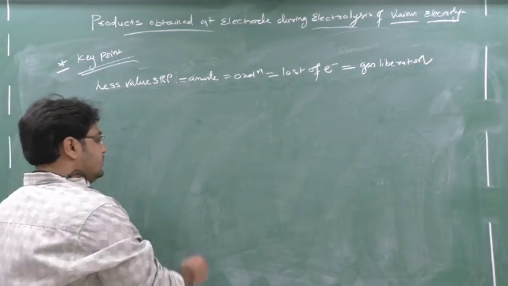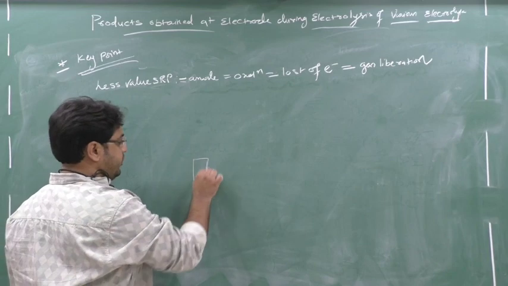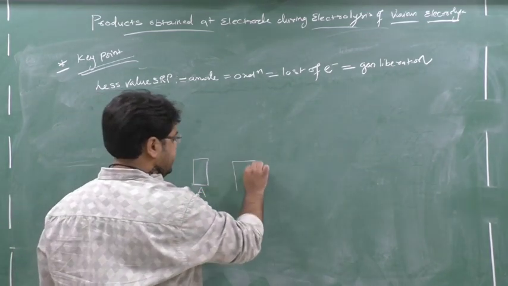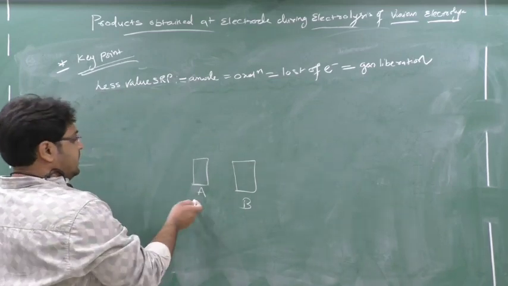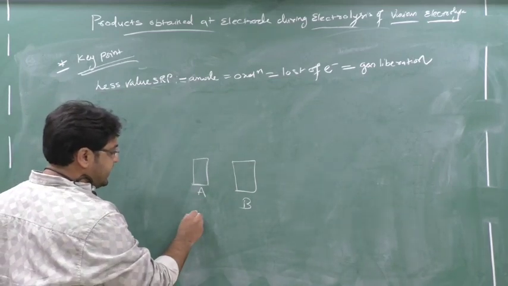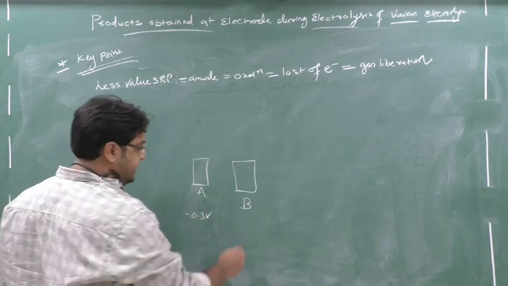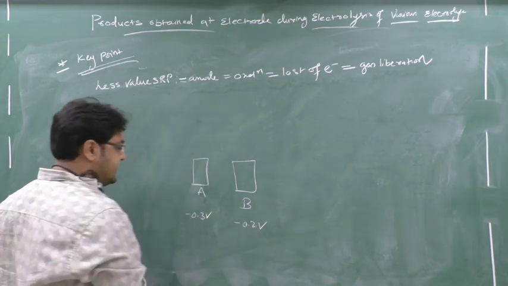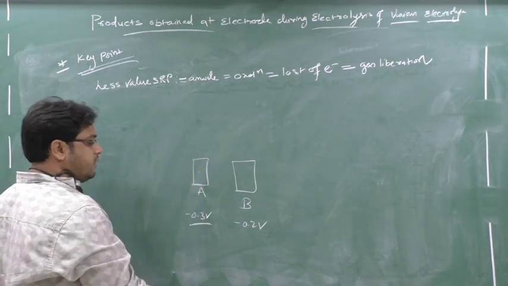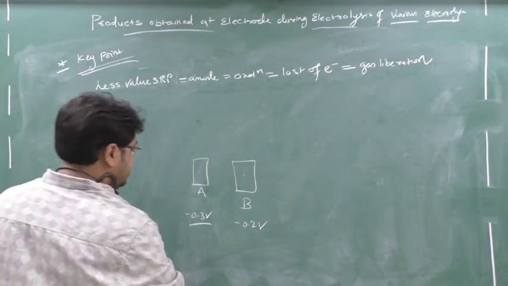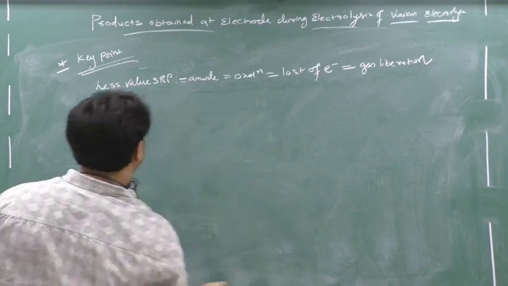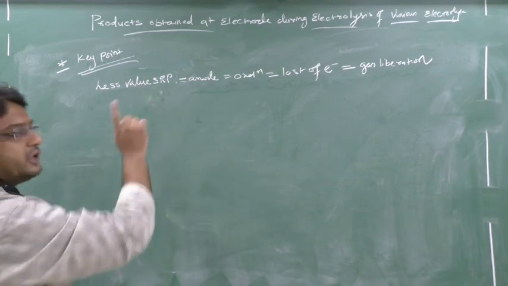If I have two electrodes, electrode A and electrode B, this I also explained in the previous classes. Anode A, if the value of SRP is minus 0.3 volt and B is minus 0.2 volt, so which is less? This is less, means this will be anode, then this will be cathode. Clear? So please remember this key point also. Less value SRP, lesser value of SRP, SRP not SOP.